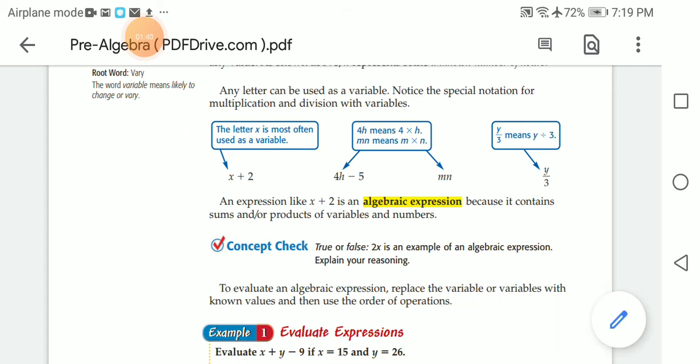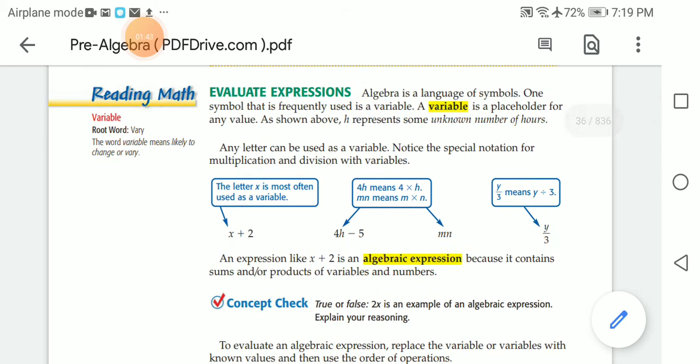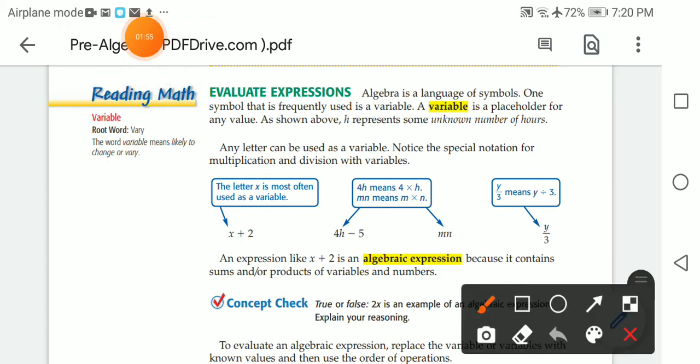So evaluate expressions. Algebra is a language of symbols. One symbol that's frequently used is a variable. A variable is a placeholder for any value. Like the zero in the decimal when we are adding decimals. Do you remember when we add the decimal and we put the zero as a placeholder?